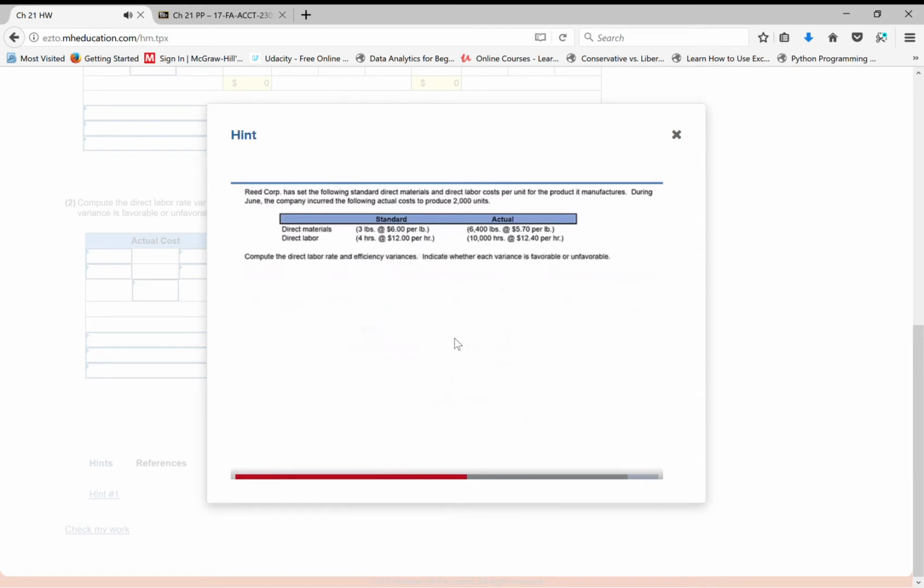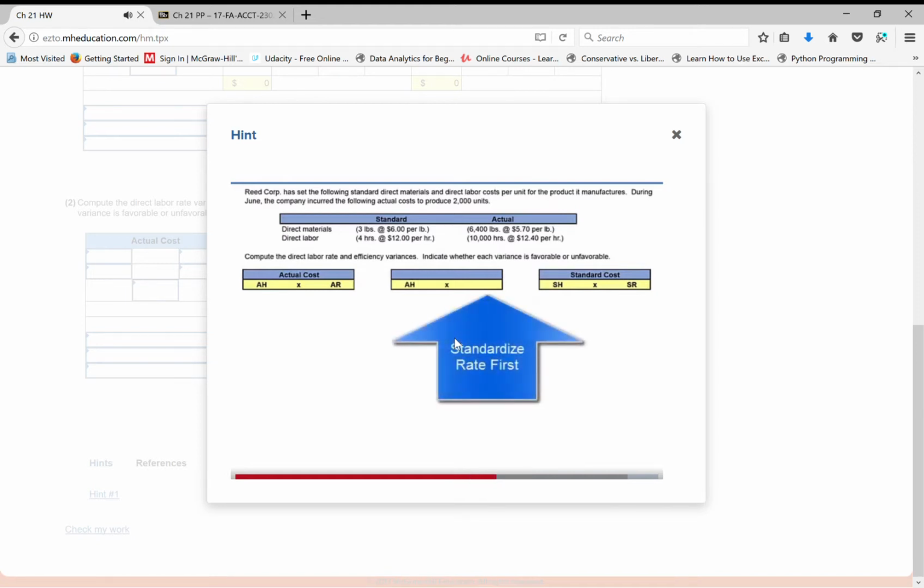The total cost of direct labor is equal to the actual hours used multiplied by the actual rate per hour. Work in process is valued at the total standard cost of direct labor, the standard number of direct labor hours multiplied by the standard rate per hour. We always standardize the rate first and then the usage.